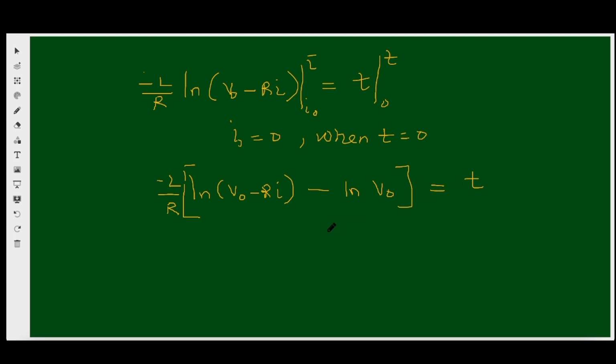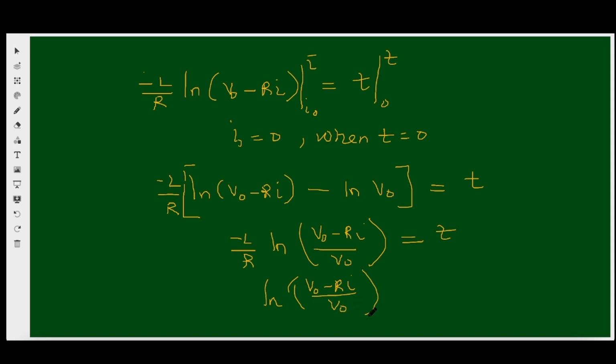Do we understand that? And of course, by the laws of logarithm, this will turn to minus L over R ln V naught minus Ri over V naught is equals to t. And by another law of logarithm, anything in front of the logarithm function, we can bring it to the power of what is inside. So what does that mean? I have ln V naught minus Ri over V naught raised to power minus L over R equals t.